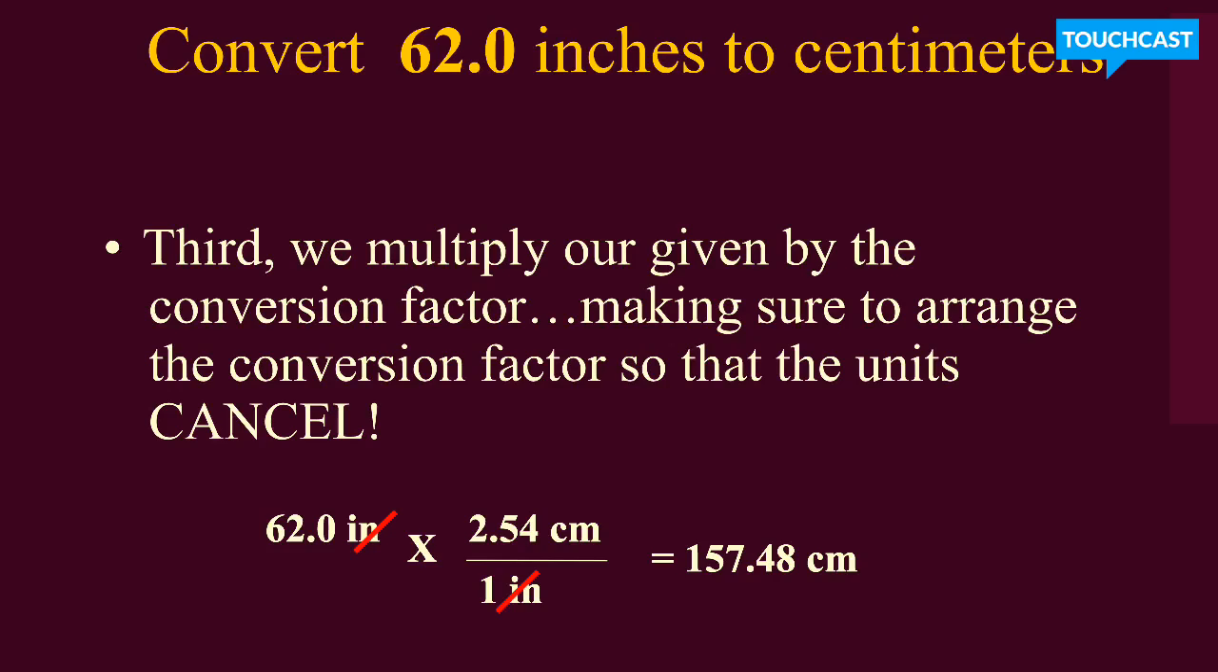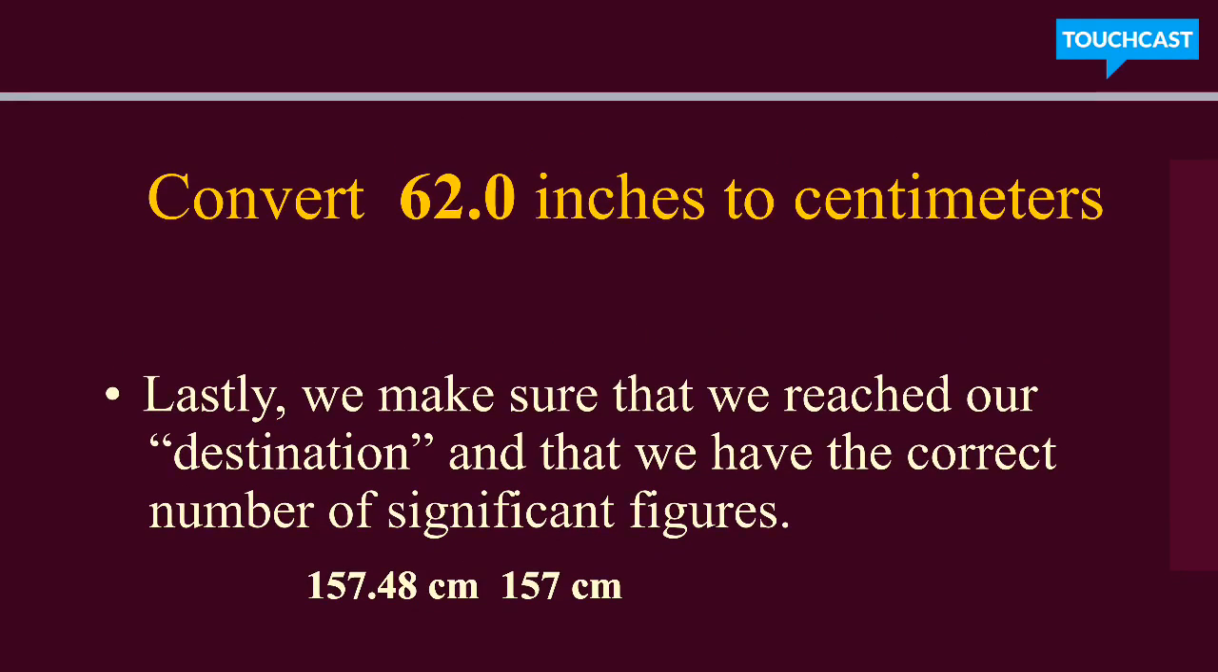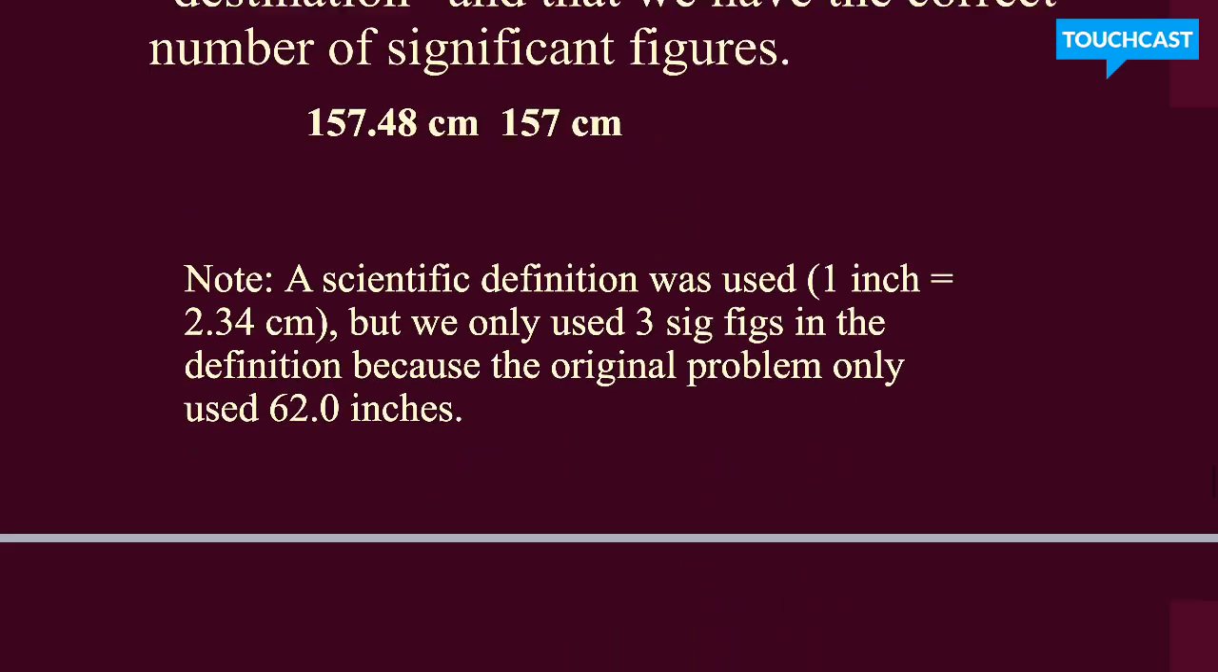Now, once you get your answer, there's only one final step. You need to make sure that you are reducing to the correct number of sig figs. So in the original problem, they gave you 62.0 inches. That's only 3 sig figs. So you need to round the final answer and make sure you show your units. All right, let's take a look at a real example next.